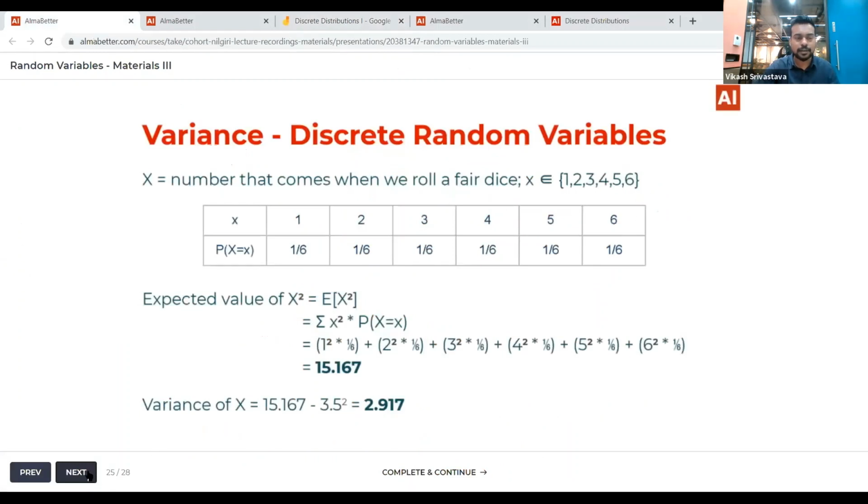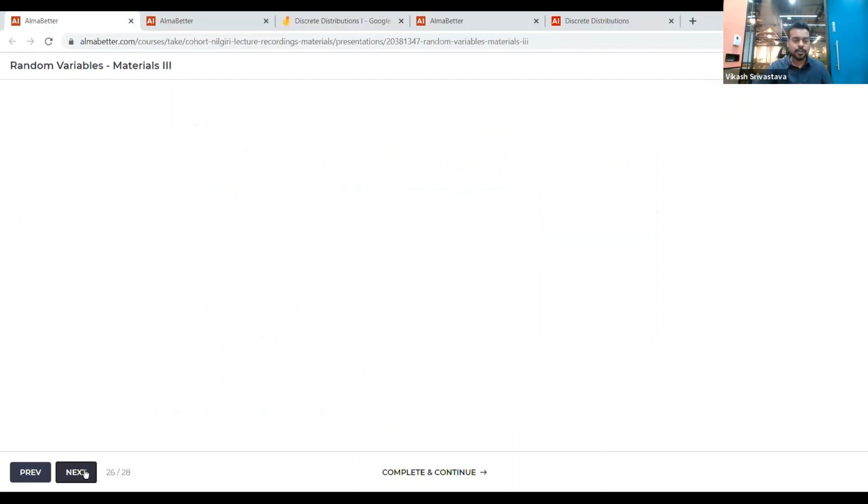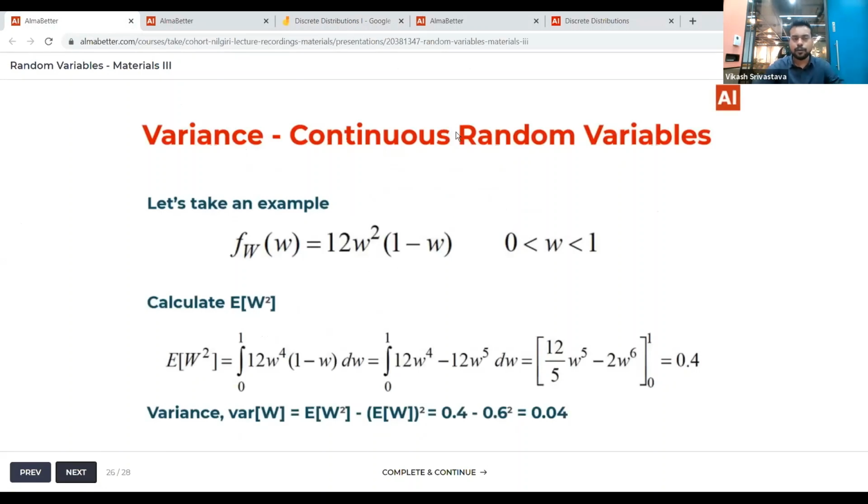This is how we can calculate the variance of a discrete random variable. In this case, your random variable was the number that comes when we roll a fair die. Let's move ahead. Similarly, for the continuous case as well, we can calculate the variance, and this is pretty straightforward.